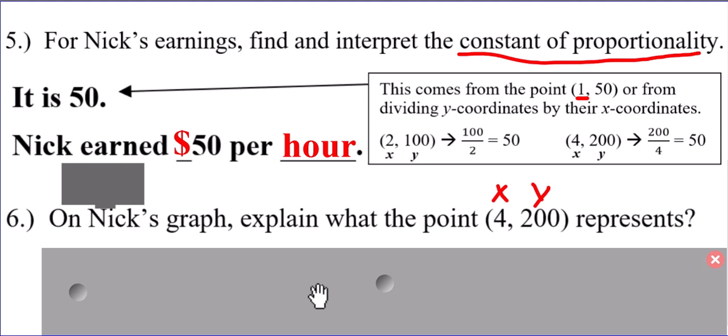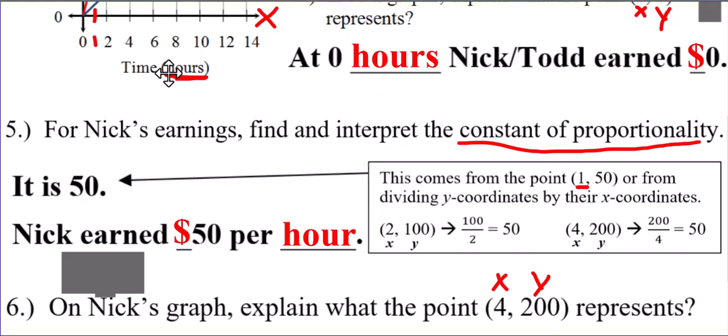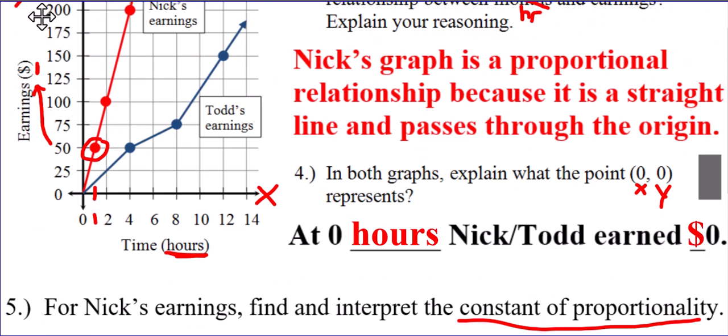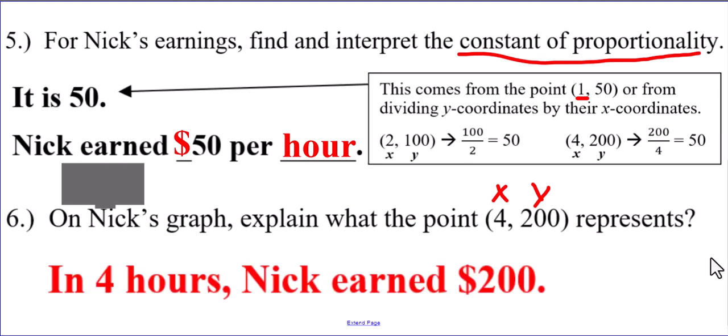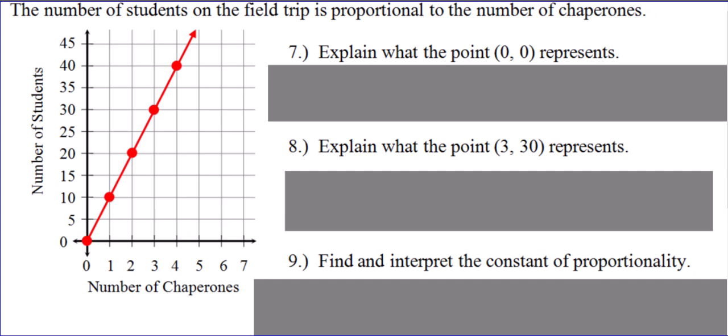All right, did you already do number 6? Let's see how you did. 4 is x, that's 4 hours. Y is 200, the y is in dollars. So I need to somehow say 4 hours, $200, and I need to talk about Nick. So there you go. In 4 hours, Nick earned $200. You could also say Nick earned $200 in 4 hours. I don't care really which way you set up your sentence, but you should be talking about Nick. You better say 4 hours, and you better say $200 or put the dollar symbol. And there you go. All right, let's move on to the next page.